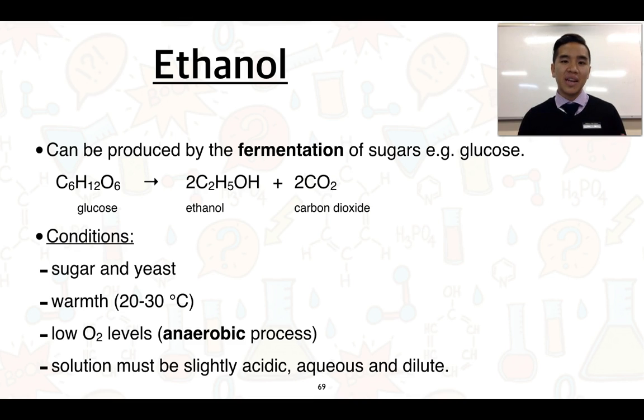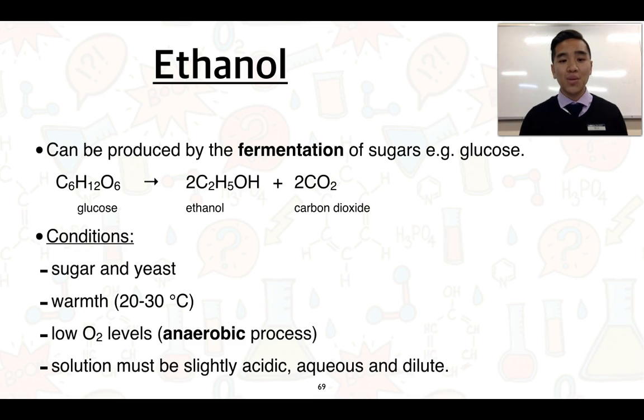It could be the natural sugars that we find in fruits, and we carry out this natural process of converting it into ethanol. We've got a balanced equation here showing you the fermentation of glucose. So glucose, with its molecular formula C6H12O6, through fermentation can produce ethanol, and it also does produce carbon dioxide.